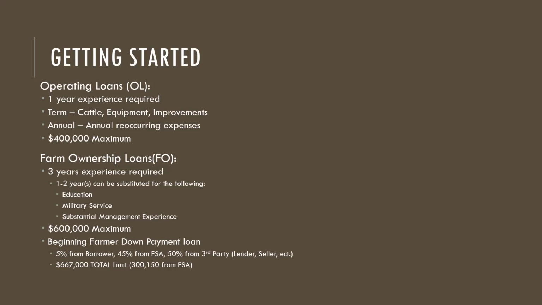Or the bank that you work with now, if they wanted to do it, we could work with them as well. And it only goes up to $667,000. It's $1,000. So you can only get $300,000 from me, but it's another good way to lessen all the expenses you have when you first start out. The interest rate on the beginning farmer down payment loan is 1.5%, and that's the case.